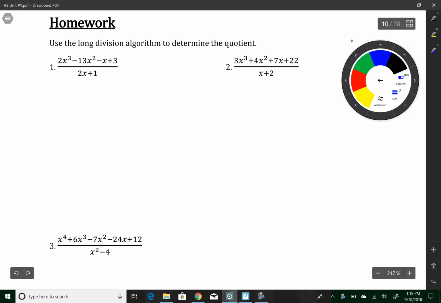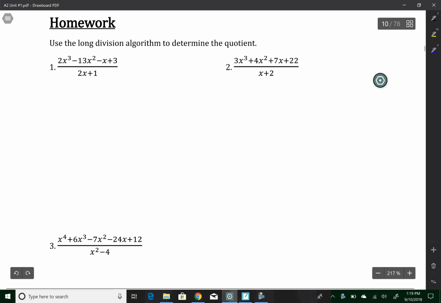All right, everybody, welcome to the video here for lesson number 2 on long division. So here, taking a look at long division, it's just like you did it way back in elementary school. The only difference here is we have some variables and polynomials that we're dividing. So let's take a look at number 1.